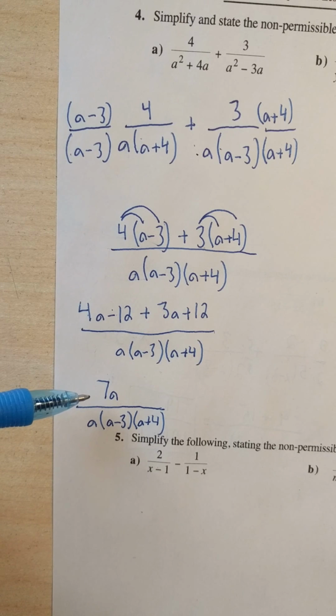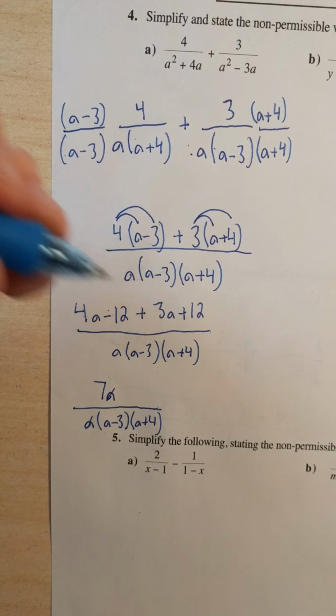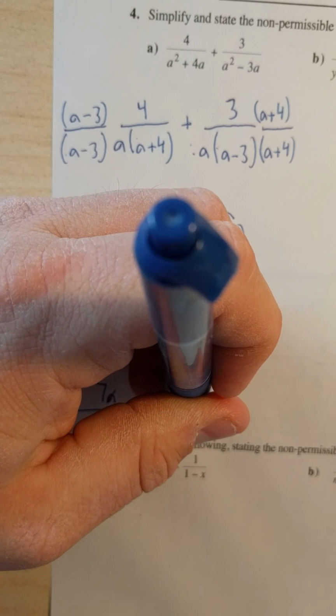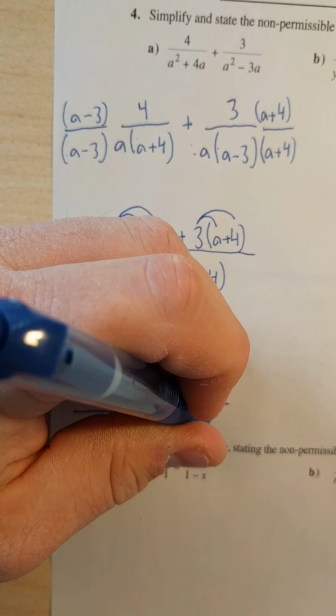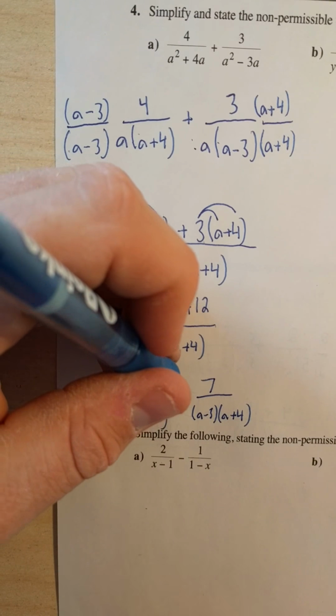What we need to worry about now is see if we can simplify. The top has an a, the bottom has an a. So we can actually cancel these out. You can't cancel out this a with the a inside this bracket or the a inside this bracket because they're inside the brackets, meaning they are a part of a factor. They're not a factor unto themselves. So this a and this a cancel out, and so we get 7 over a minus 3, a plus 4. And now we're done.